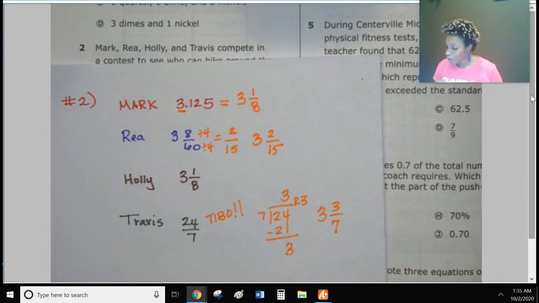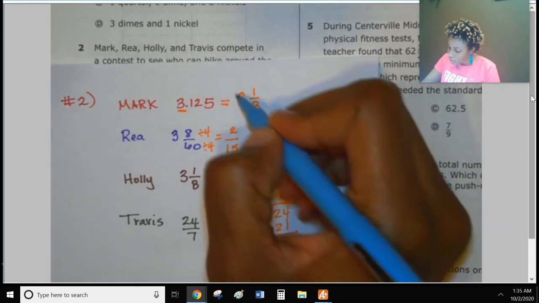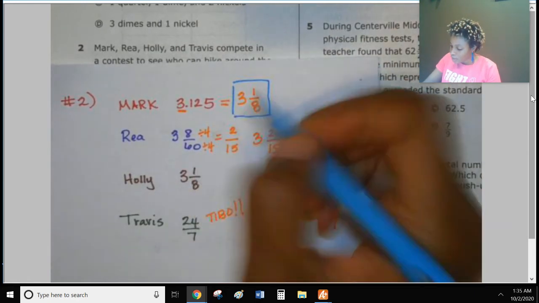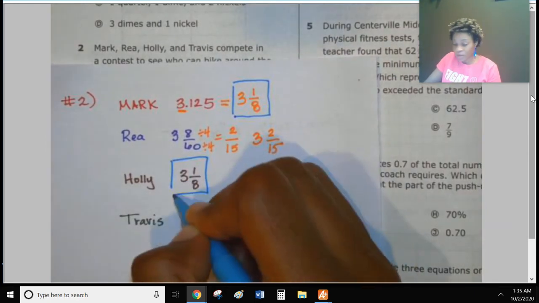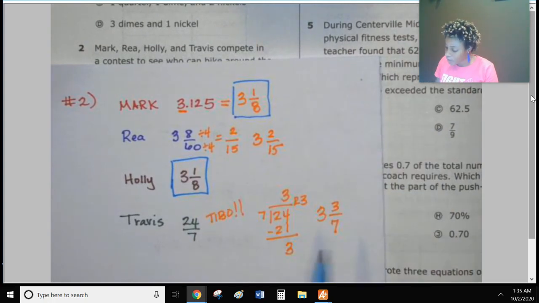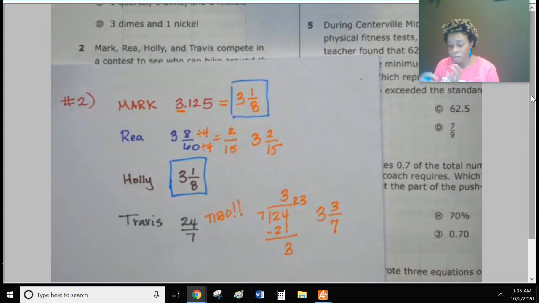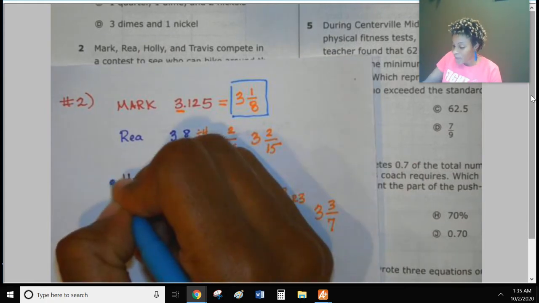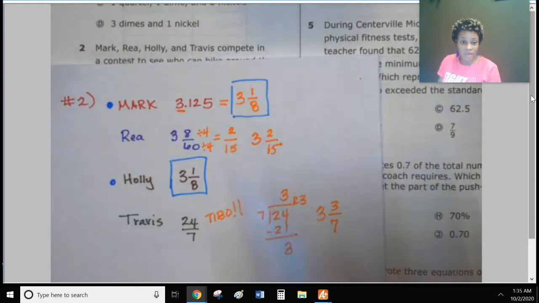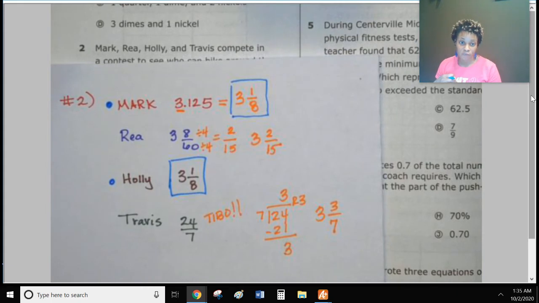Okay. So the question says, which students have the same time? So who finished this race in the same amount of time? So when I'm looking, I see 3 and 1/8 here, and I see 3 and 1/8 here. Those are the same times, right? Everybody finished in 3 minutes. Some longer, some shorter, but who had the same? It would be Holly and Mark. They had the same finishing time for the race. So that would be the answer.